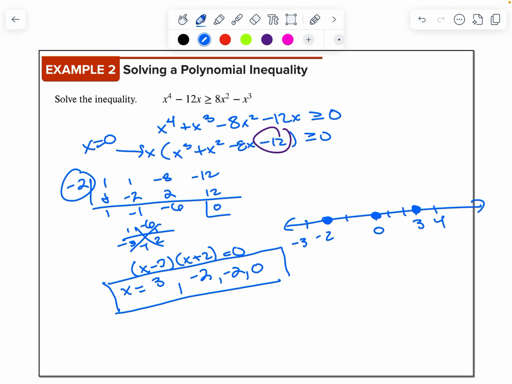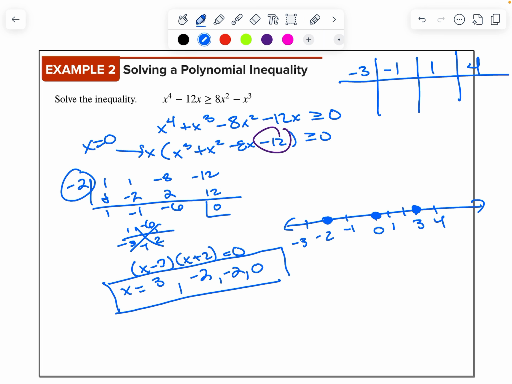Now we need to check points in all of these ranges, right? So in between each point and outside of each point. So if I try negative 3, for example, negative 1, positive 1, and positive 4, that will give me a good idea of what's going on in this range, this range, this range, and this range. I want to check something over here, something here, something here, and something here.